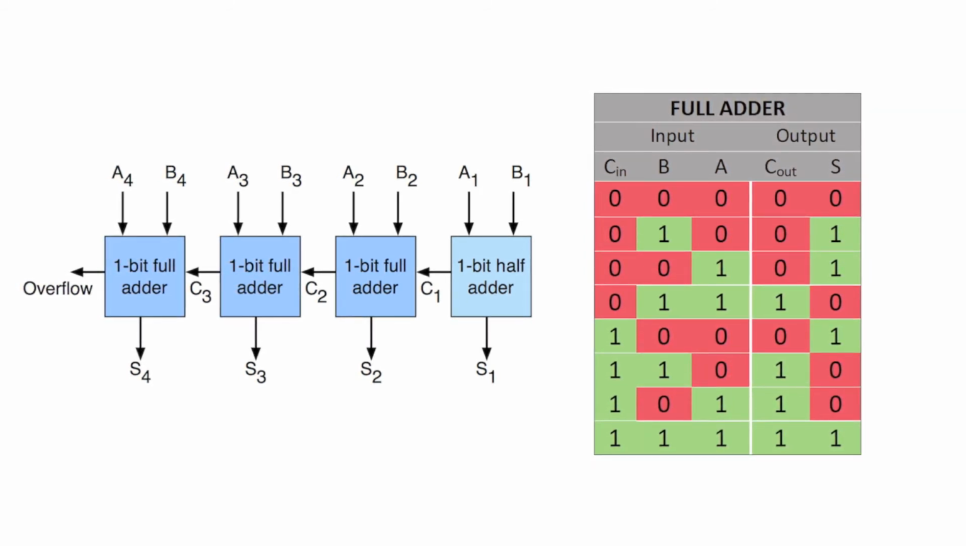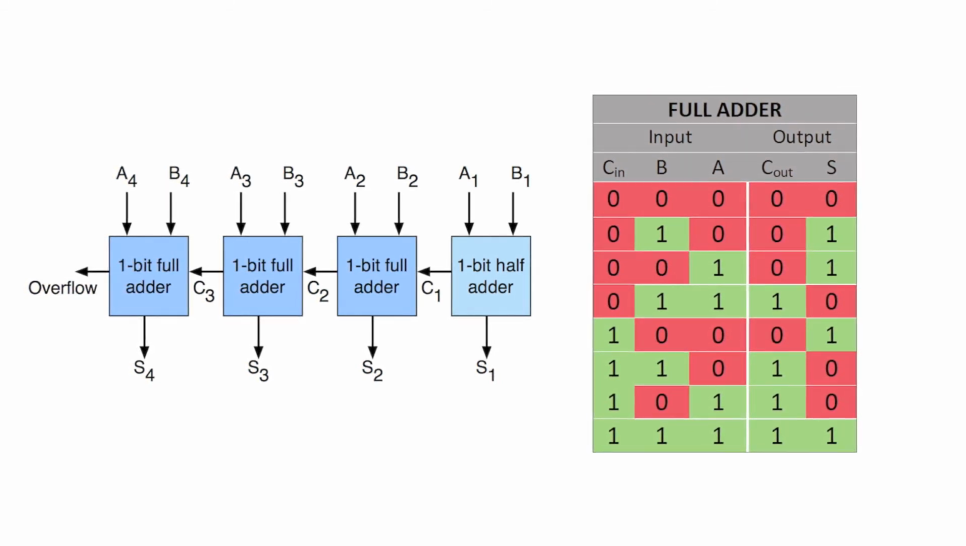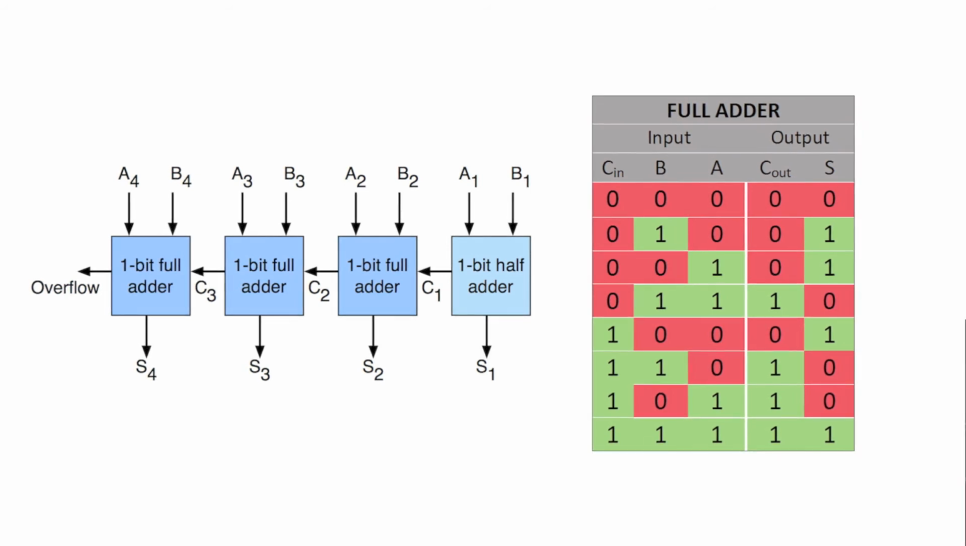To represent the output, two LEDs are used. The yellow LED represents the carry bit and the red LED represents the sum bit in the output of the adder.